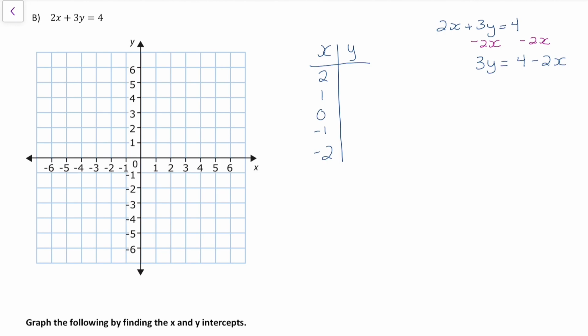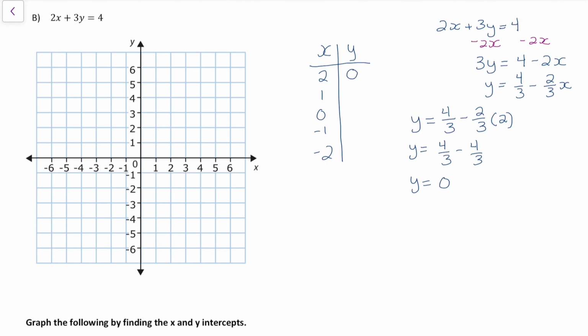So by getting rid of it on one side, you end up kind of moving it over to the other side. And now I'm going to divide by 3 again to get my y by itself. So I get 4 over 3 minus 2 over 3x. And now I can substitute my numbers in without having to rearrange that equation every time. So let's try our first one. I'm going to substitute 2 in for x. And I get 4 over 3 minus 4 over 3, which is 0. So when x is 2, y is 0.